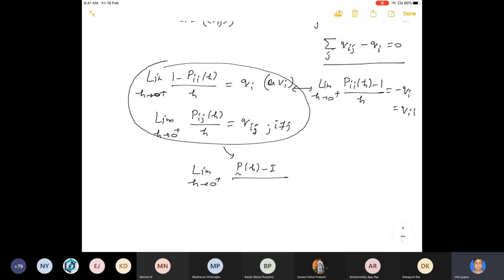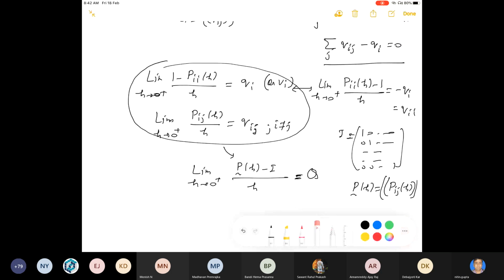(P(h) minus I), where I is the identity matrix with 1s on the diagonal and 0s elsewhere, upon h is Q. Okay, so from here we can easily see that if we take a matrix P(h) whose elements are p_ij(h), the matrix varying over i and j, then (P(h) minus I) upon h is Q, which is the generator.